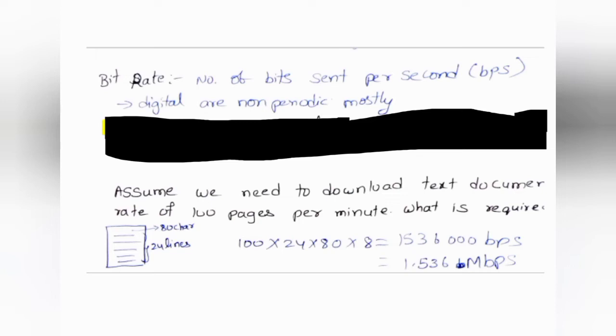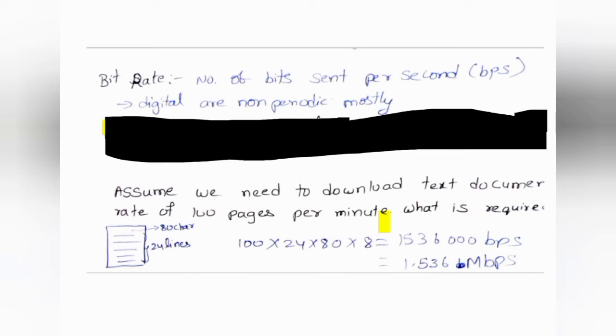Assume we need to download a text document at a rate of 100 pages per minute. What is the required bit rate of the channel? Here we are considering downloading a text document from the internet with a data rate of 100 pages per minute. In that document we have lines, and each line has some characters.